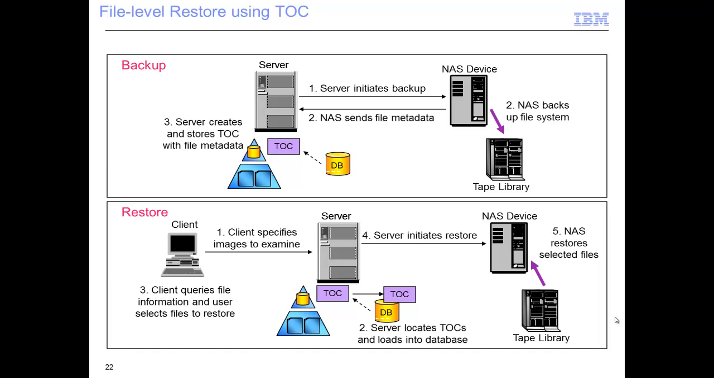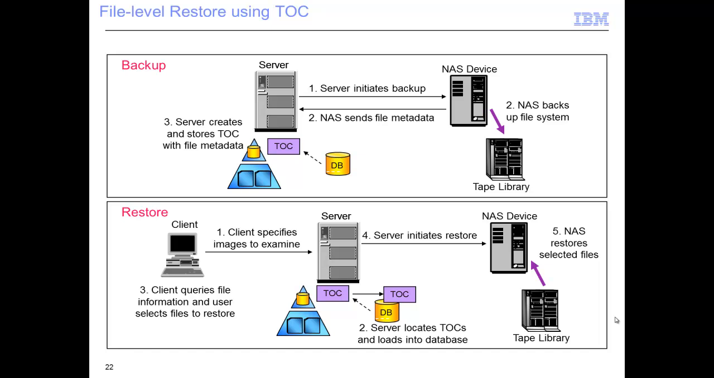So this is what a table of contents backup and restore would look like. When the TSM client requests the backup, the TSM server initiates the backup with the NAS device. The NAS will send the meta information back to the TSM server while it writes out the data directly to tape, assuming this is scenario 1. And the TSM server will then take that meta information and create a table of contents that's written out to the disk storage or wherever you assigned it to be saved to.